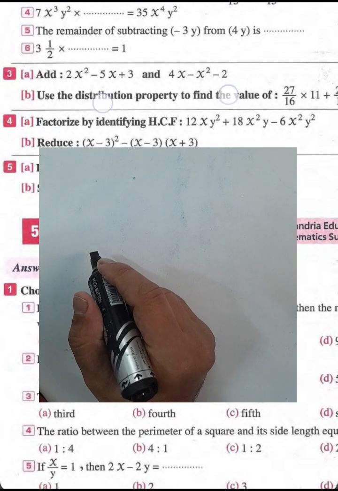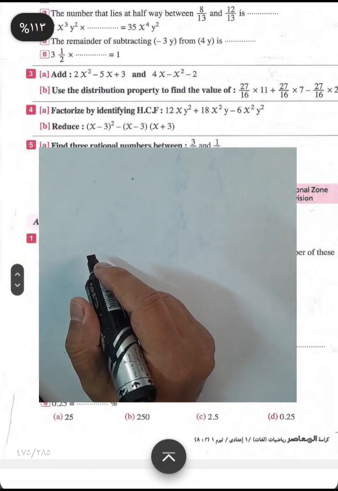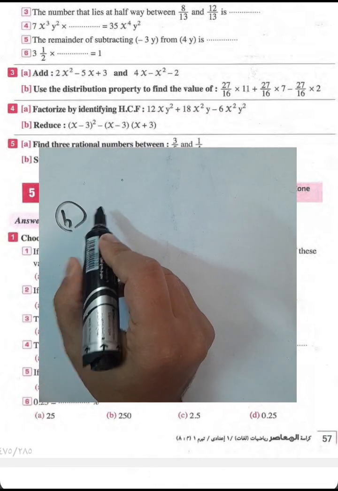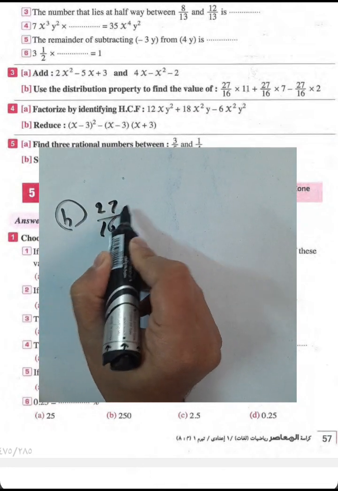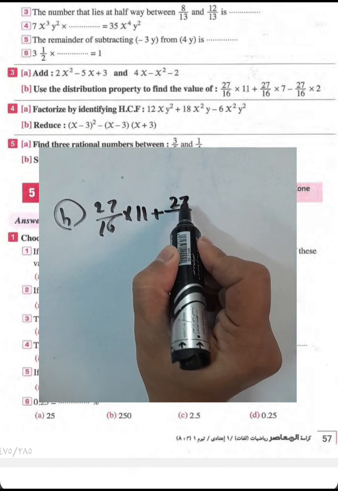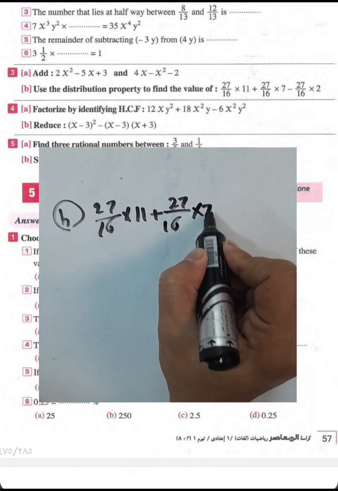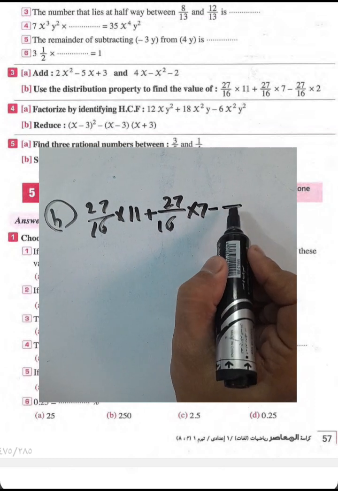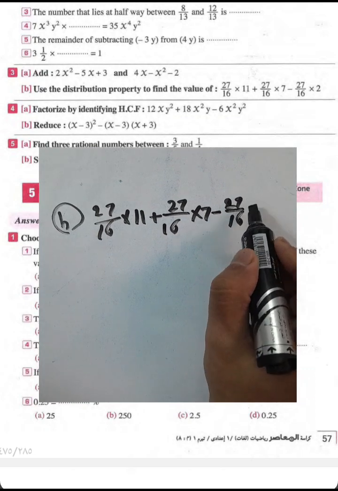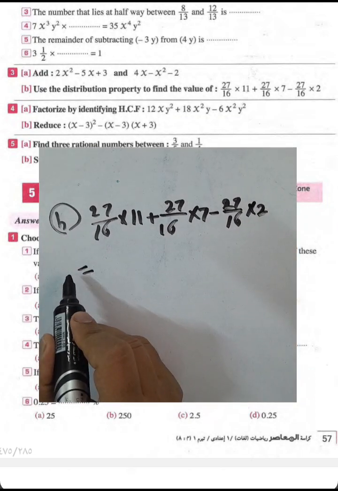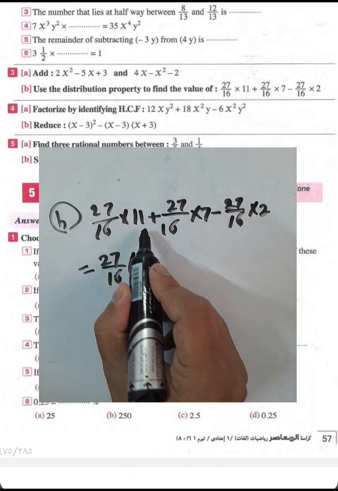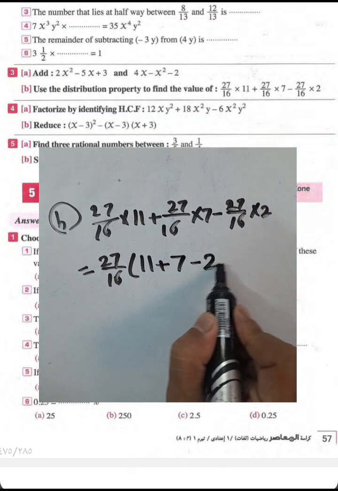Using distribution properties to find the result. About question letter B, we have 27 over 16 times 11 plus 27 over 16 times 7 subtract 27 over 16 times 2. We use the distributive property here, right? 27 over 16 times 11 plus 7 minus 2.